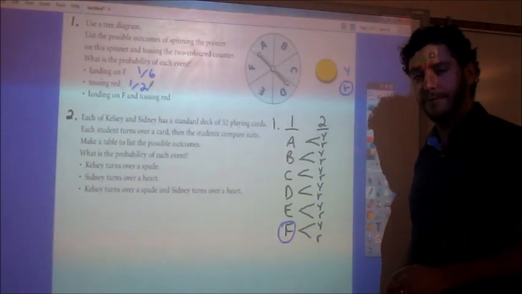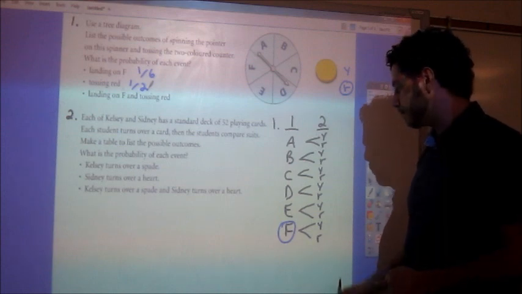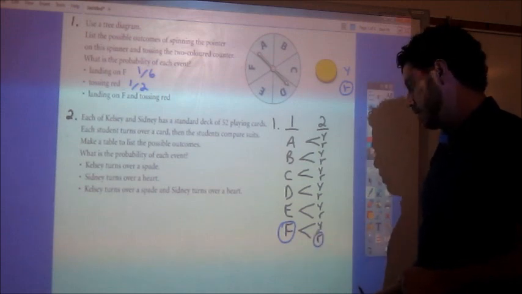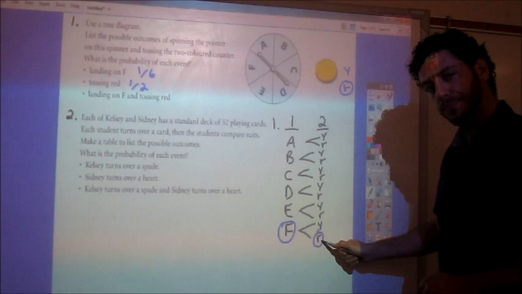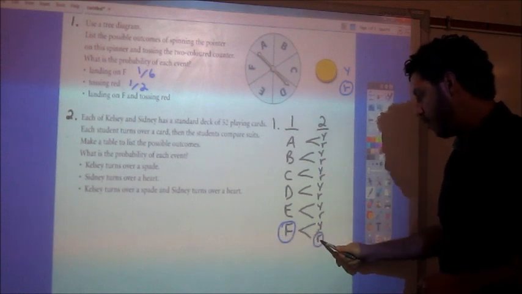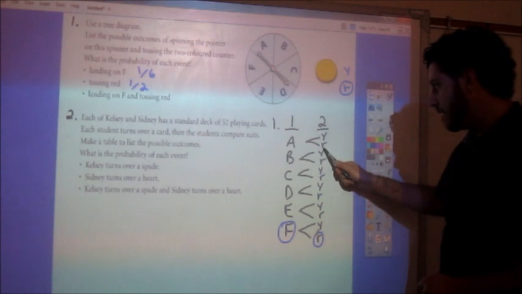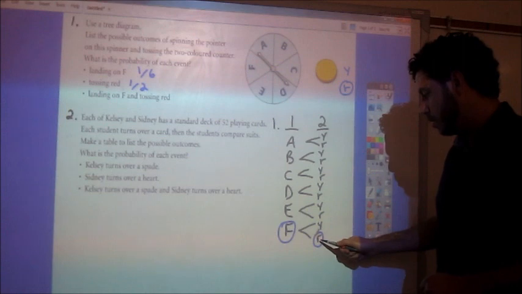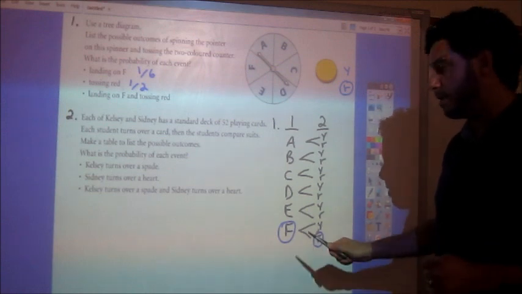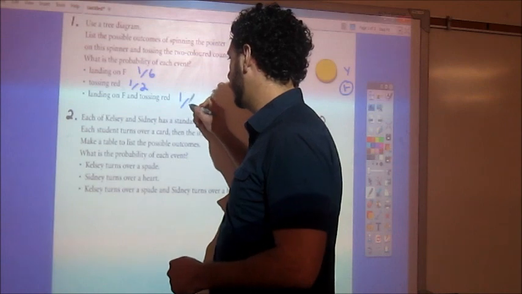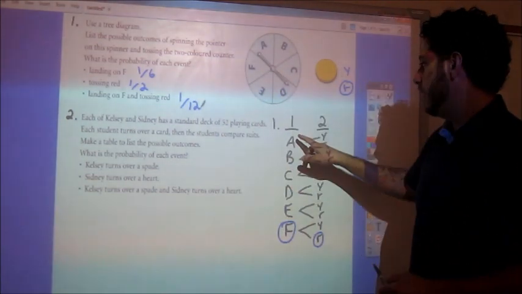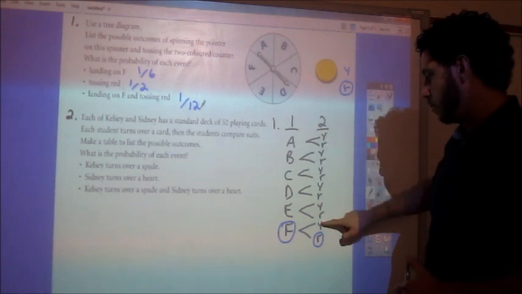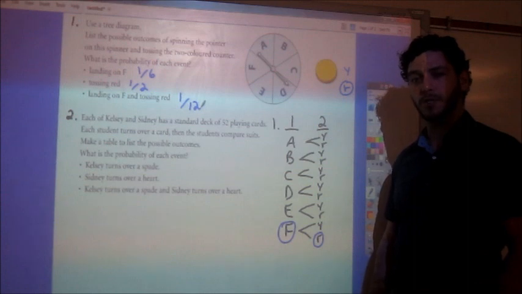Now, landing on F and tossing red, in this order, would be 1 out of all of these outcomes over here. If you count them up, there are 12 of them. So the probability of landing on F and then tossing red is 1 out of 12 possible outcomes, okay? Spinning A and landing on yellow, for example, would be 1 of the 12, and so on, everything in between here. How about question 2?